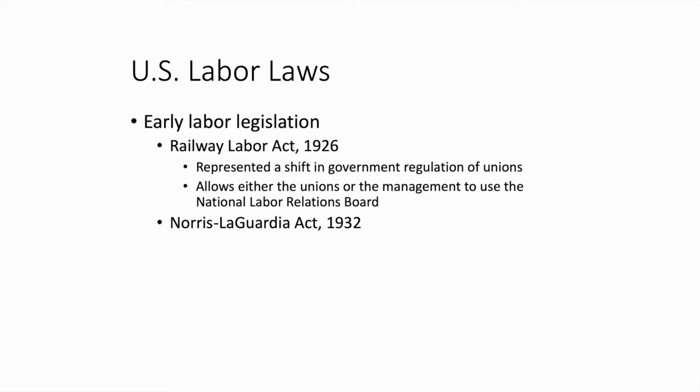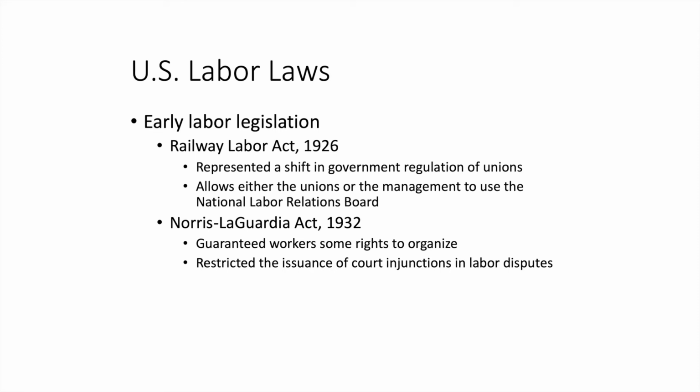The Norris-LaGuardia Act in 1932 guaranteed workers some rights to organize, and it restricted the issuance of court injunctions in labor disputes. So the Norris-LaGuardia Act came as really a response to the Great Depression. The Great Depression put millions of people out of work. Conditions were very tight. Jobs were very few. Employers could pretty much name their price and conditions of labor, and people just had to put up with all types of abuse and so forth.